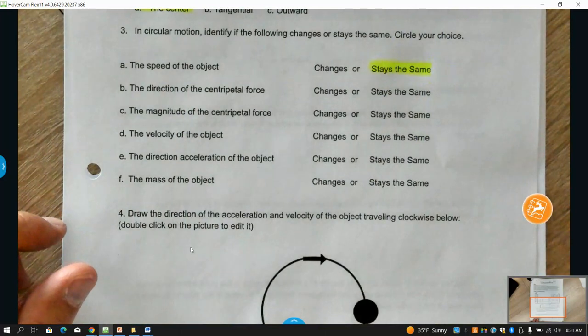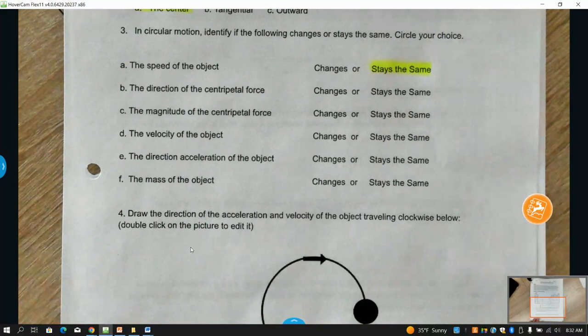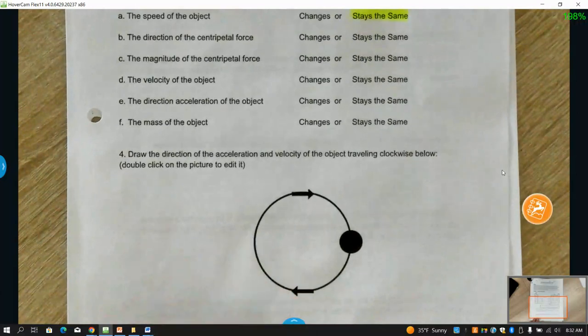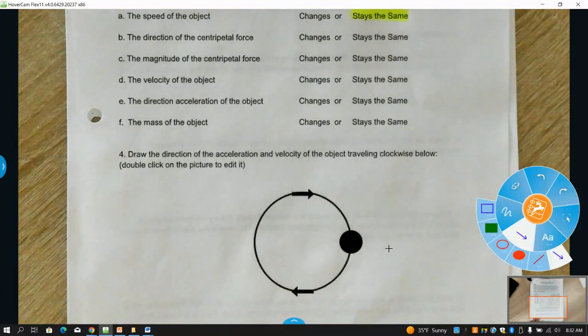What about the direction of the centripetal force? So I like the way you answer that. I'm going to say yes, but how I want it worded is going to be right. So as this thing is moving around, looks like clockwise.